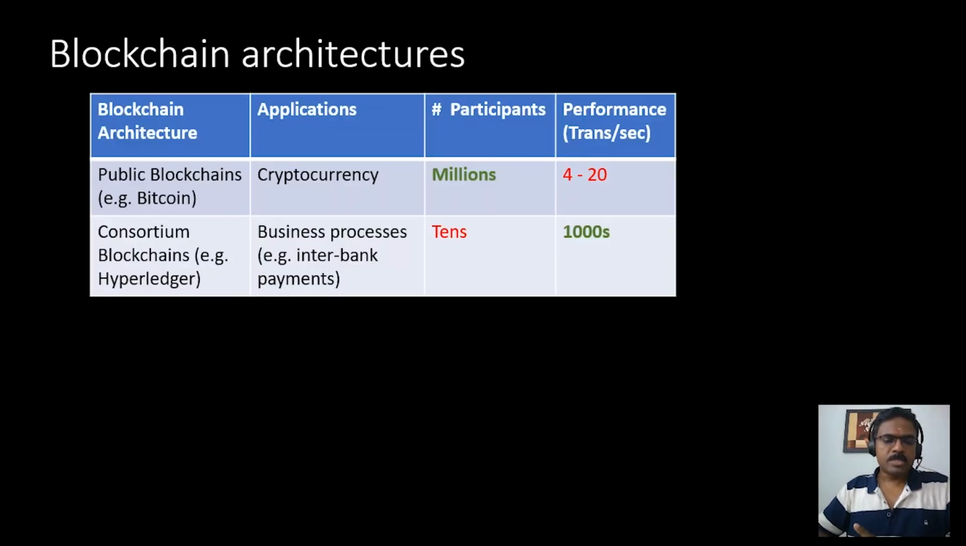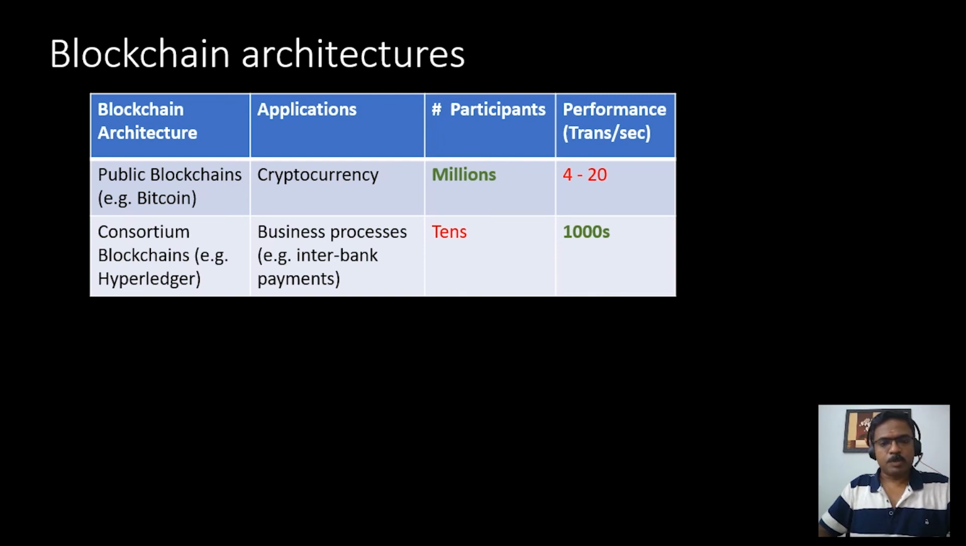Let me start with a quick lay of the land in terms of existing blockchain architectures. Broadly, existing blockchains fall into two categories. The first one is public blockchains. Bitcoin is an example. These are by far the more popular of the two categories. They are primarily aimed at cryptocurrency applications, and they're designed to handle lots of participants, even millions of participants. But the downside is that they provide very low transaction throughput, often in the region of tens of transactions per second.